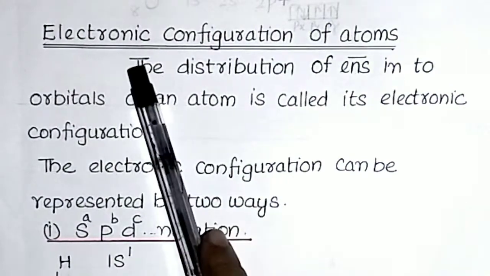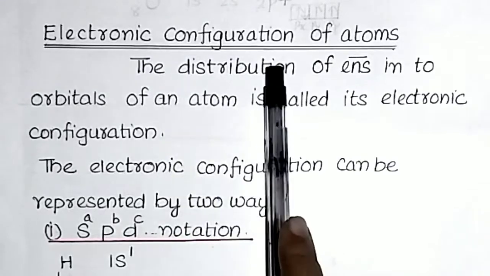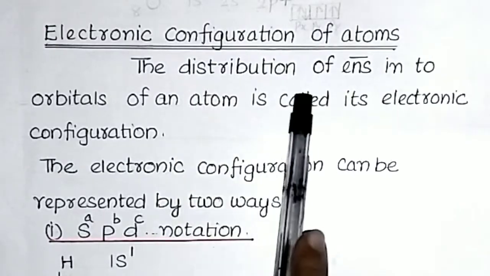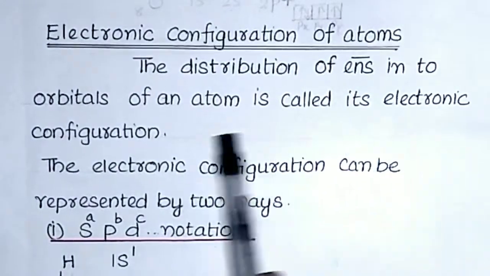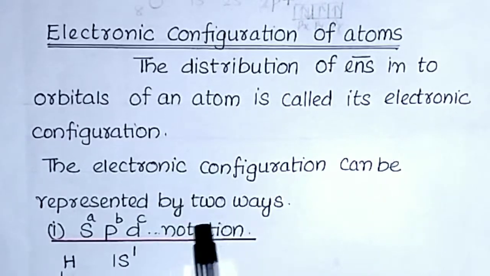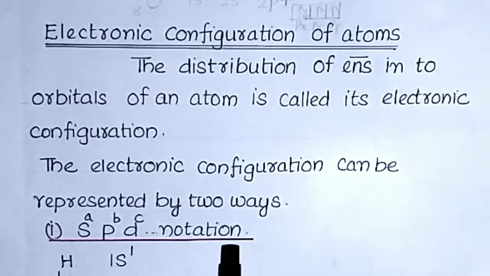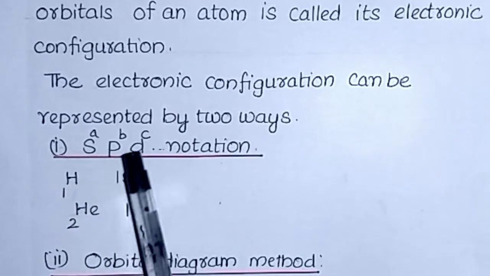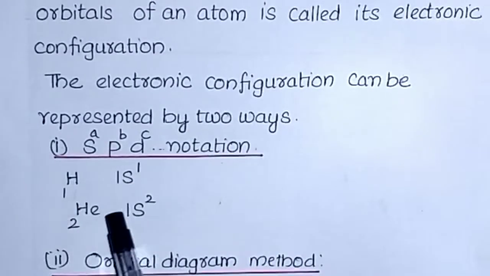Next, our portion is the electronic configuration of atoms. You know how to write the electronic configuration. What do we mean by electronic configuration? The distribution of electrons into orbitals of an atom is called its electronic configuration. The electronic configuration can be represented in two ways. First one, we already know, SPDF notation, that is 1s2, 2s2, 2p6, like that. That is known as the SPDF method of writing electronic configuration.